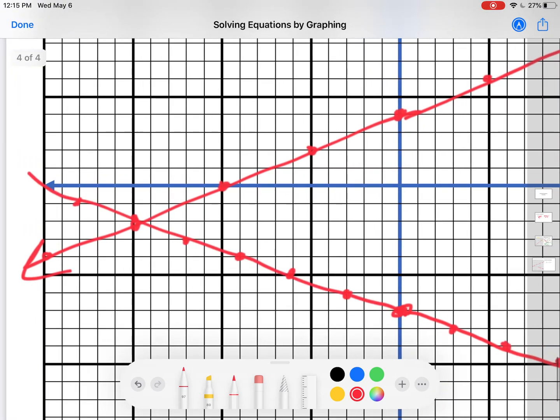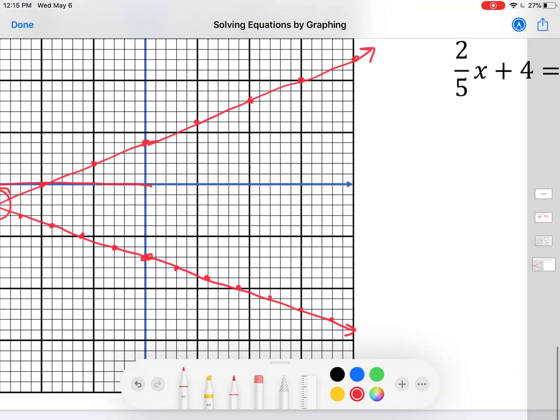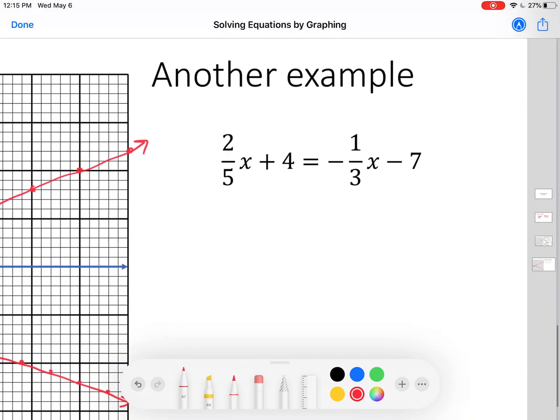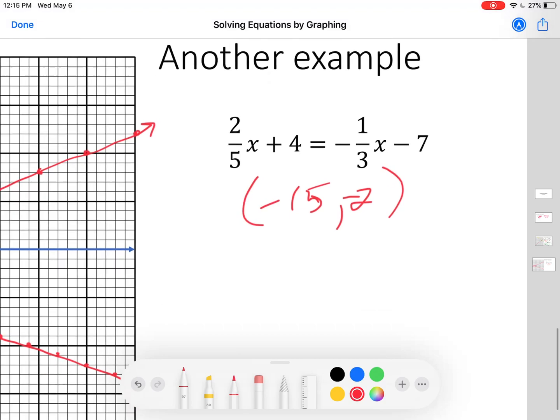Draw the line. Find the point of intersection. There it is right there. The coordinates of that are 15 left, 2 down. So the solution is negative 15, negative 2. 15 left, 2 down. Check it.